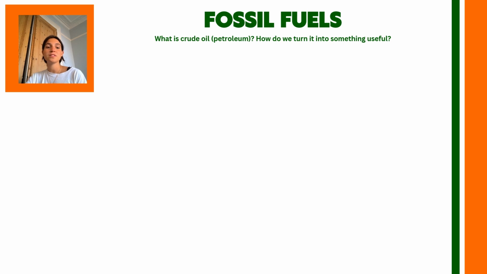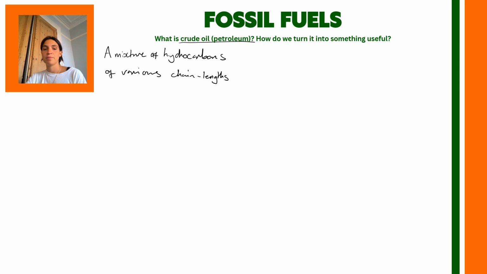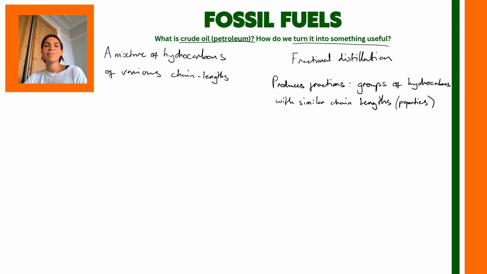Fossil fuels. What is crude oil, or also called petroleum? How do we turn it into something useful? So you should know that your crude oil is a mixture of hydrocarbons of various chain lengths. And a hydrocarbon is literally just a molecule that only has hydrogen and carbon in it. And you turn it into something useful using fractional distillation.